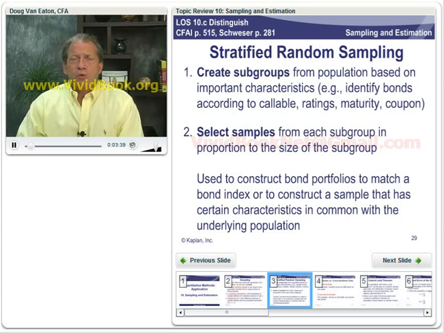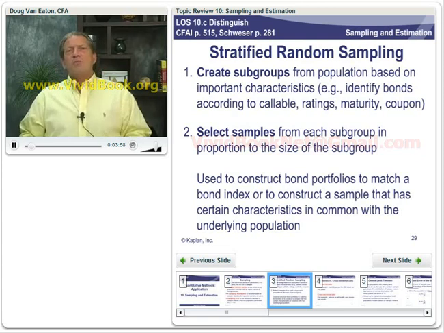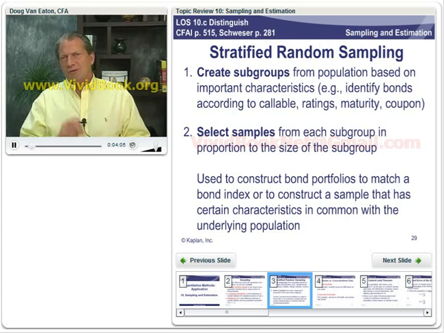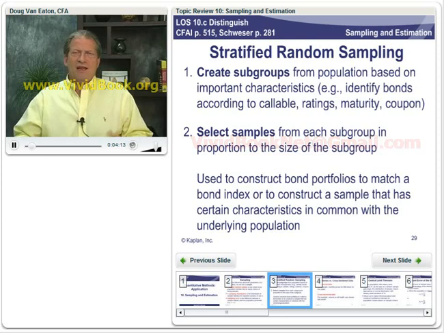Well, first we're going to create subgroups based on important characteristics. So here we've got some listed: callability, ratings, maturity, coupon. We could have puttable bonds, you know, some AAA bonds, some AA bonds. And so now imagine we're going to get boxes. And each box is going to say callable, A-rated, short maturity, par coupon. And we take all the bonds that fit those characteristics and we put them in that box.